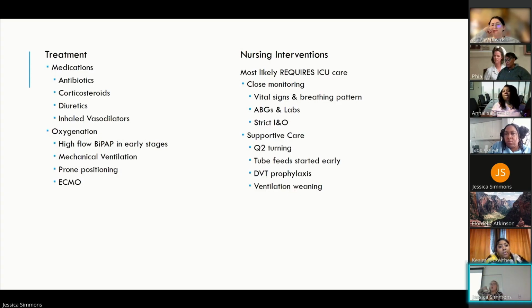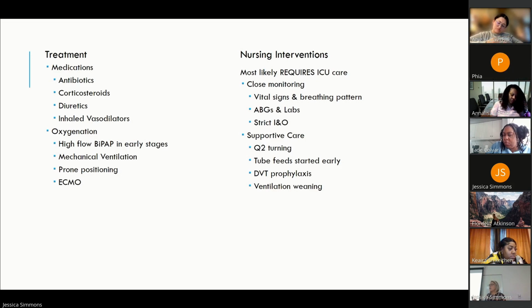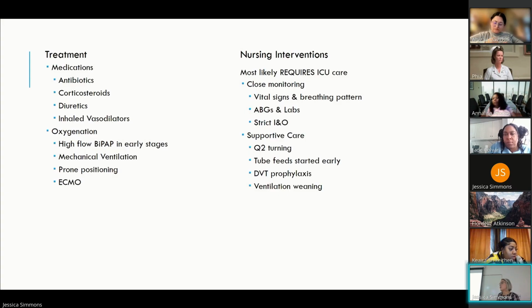Okay, so the purpose of ECMO is that the lungs are no longer breathing for you. The machine is oxygenating the blood. So it gives the lungs the ability to rest, relax, and hopefully heal. We did have a very small percentage of successful ECMO COVID patients. ECMO is a Hail Mary.